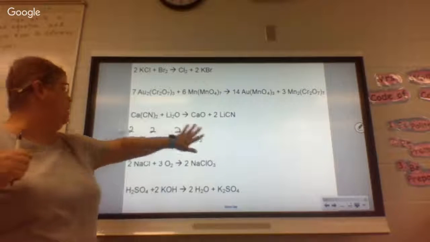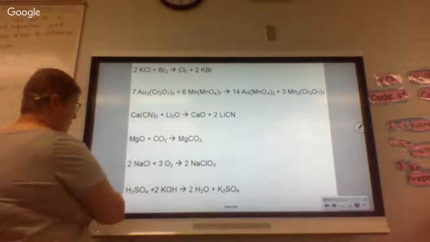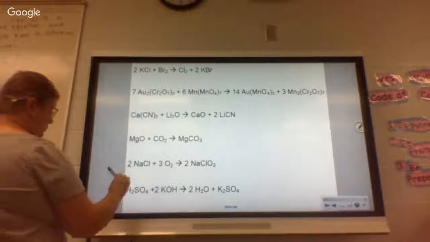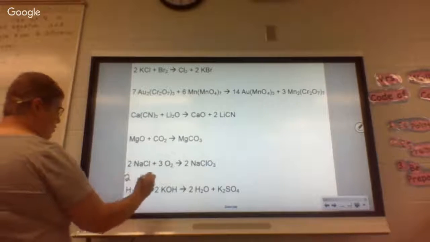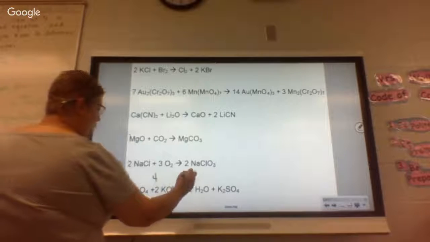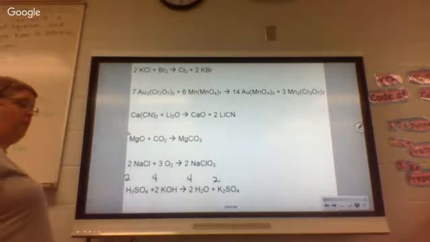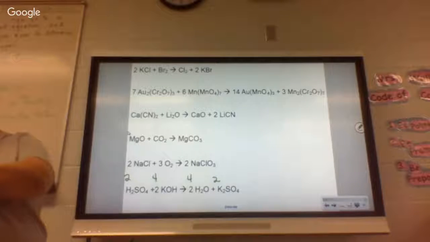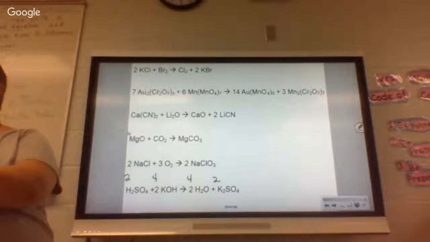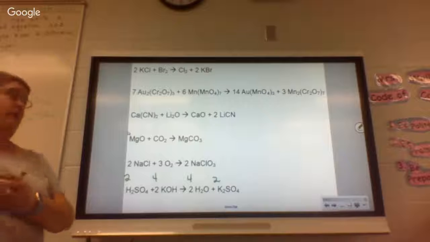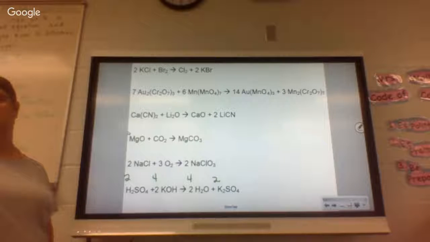Same thing here. If you have something like 2, 4, 4, and 2, again, there's nothing wrong with your balancing, but you're going to lose points because it's not in lowest terms. That's the only thing you get partial credit for in balancing. It's balanced correctly, but it has to be in lowest terms.